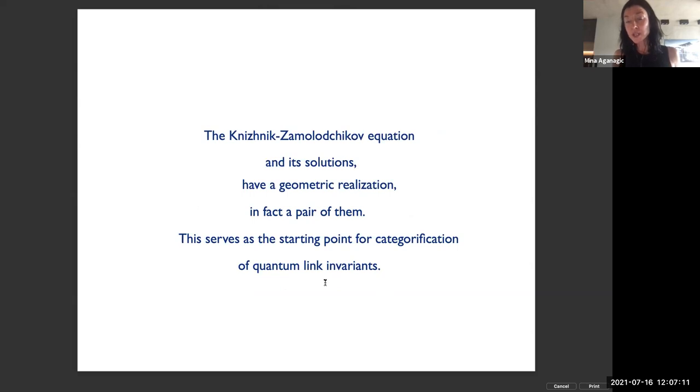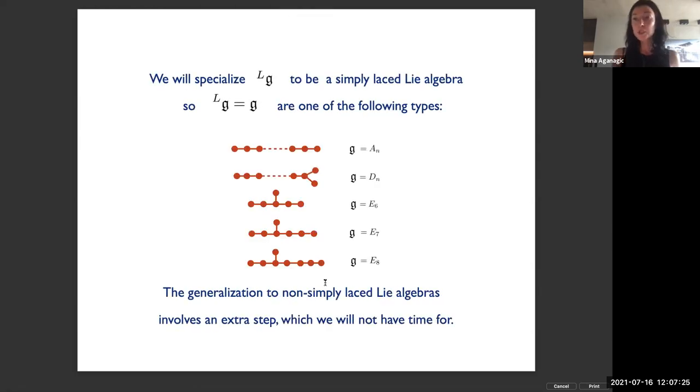The KZ equation and its solutions, as we'll see, have a geometric interpretation. In fact, they have a pair of them. This serves as a starting point for categorification of link invariants, for reasons I'll explain. So from now on, we'll specialize to G being simply laced, so it's of ADE type. There is a generalization to non-simply laced Lie algebras, but it involves at least one extra step.